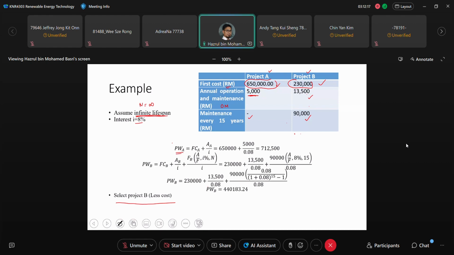Why don't we draw the cash flow diagram. The cash flow diagram looks like this. First cost, we need to spend 650,000. Every year, you need to spend, okay, this one until infinite.